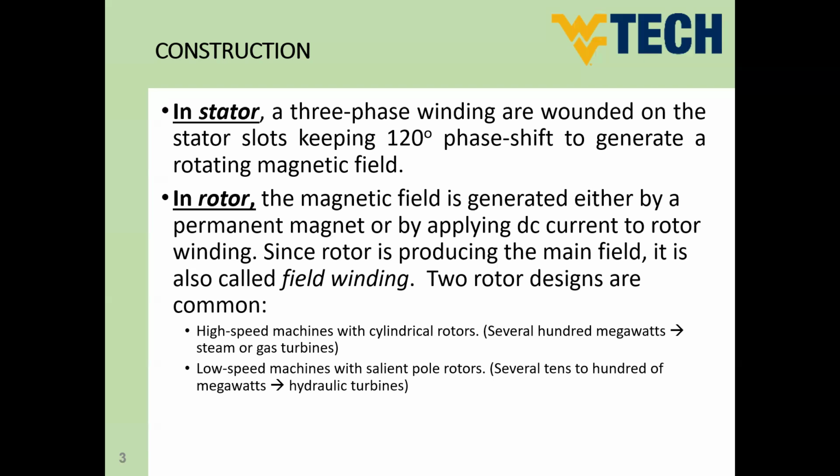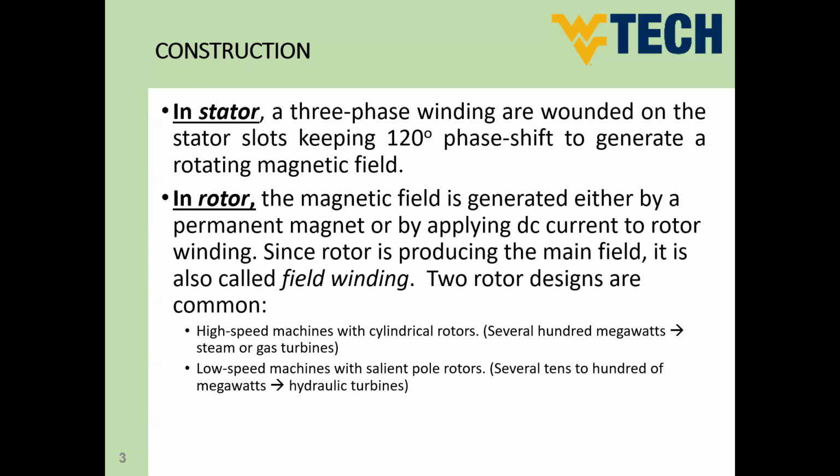Instead of a commutator, we will have two rings. One ring is going to be positive and the other is going to be negative, and these rings will be connected to brushes. So the winding will have a single polarity all of the time. It's different to the DC motor winding configuration. In the end, we will have just one winding connected to a DC supply through slip rings and the brushes. So this is the basic circuit of the rotor.